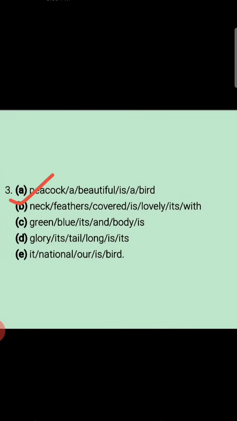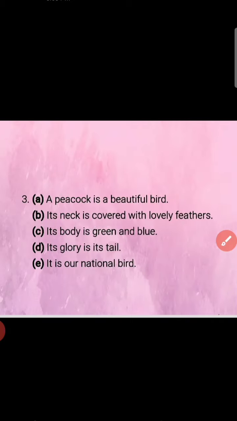Neck feathers covered is lovely. It's with. If you do not understand the meaning, read it more than once, more than twice. Read it until the meaning becomes clear to you. Okay. So its neck is covered with lovely feathers.